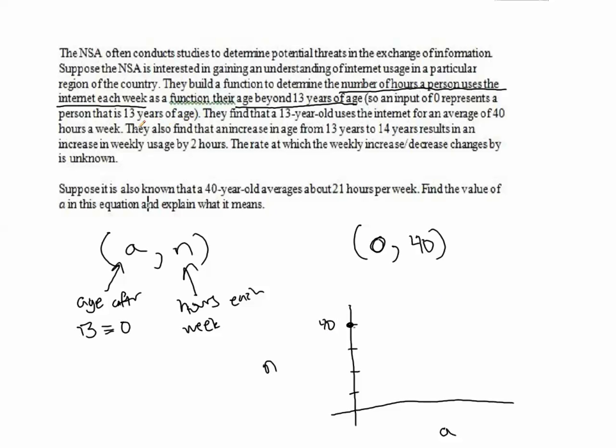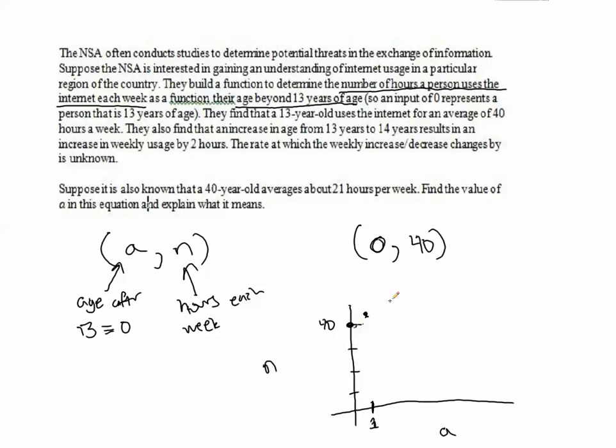And so then they tell us they also find that an increase in age from 13 years to 14 years results in an increase in weekly usage by 2 hours. Okay, so if this person increases in age from 13 to 14 years of age, so from A equals 0 to A equals 1, the usage increases by 2. So over 1 up 2. So it kind of looks like that.